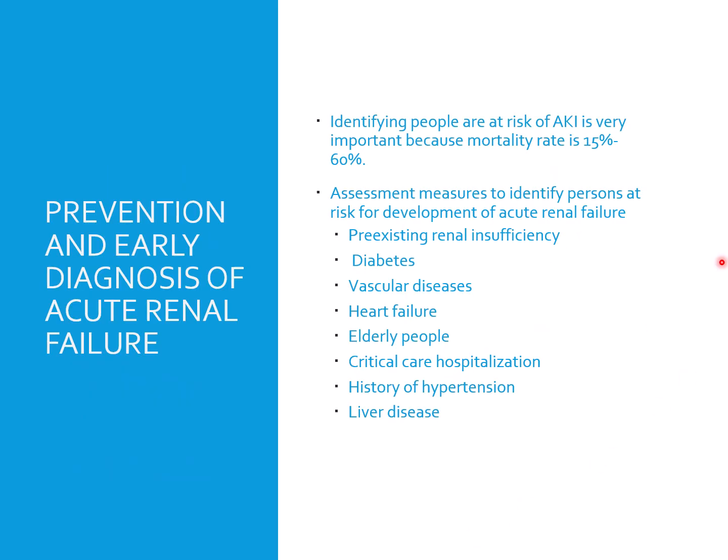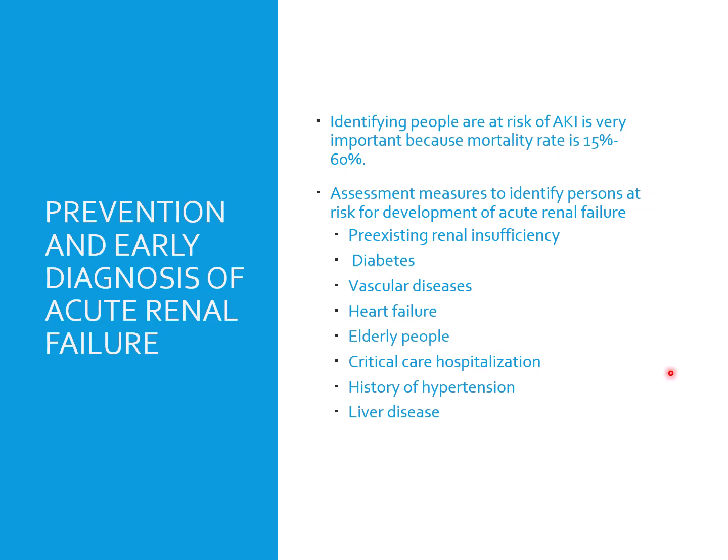So with acute kidney injury, as I mentioned, it happens a lot in critically ill patients, and it can lead to a lot of morbidity and mortality challenges. So we really have to think about who is at high risk for AKI and work to prevent this from happening, to prevent that increased morbidity and mortality. So identifying people at risk is important because those mortality rates can be anywhere from 15 to 60%.